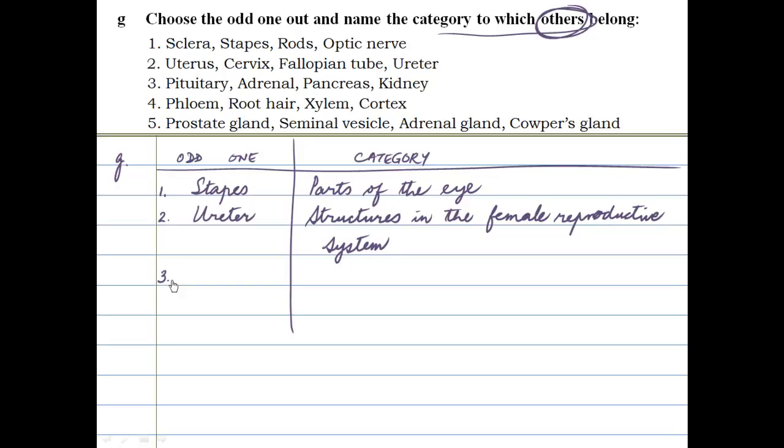Okay, number 3, pituitary, adrenal, pancreas, and kidney. Pituitary, endocrine, adrenal, endocrine, pancreas, endocrine, kidney has nothing to do with the endocrine. So it's the kidney, obviously, and the rest of them are endocrine glands.